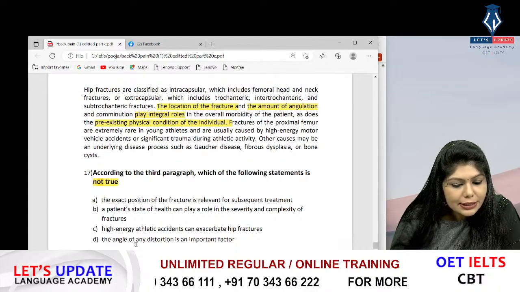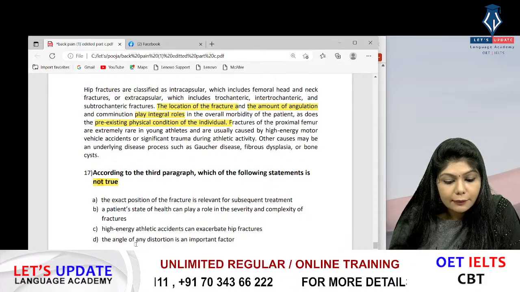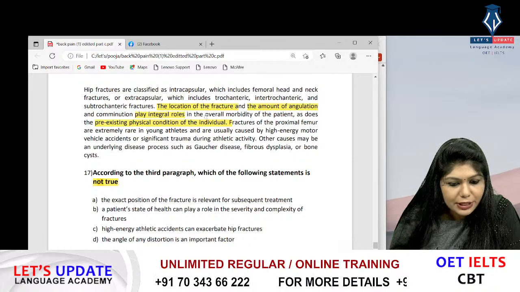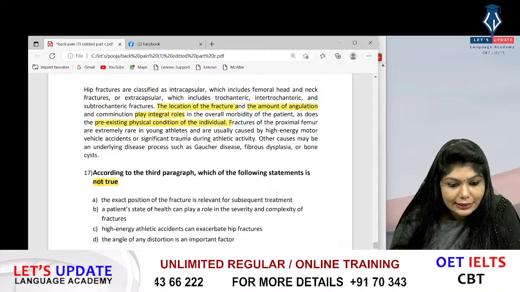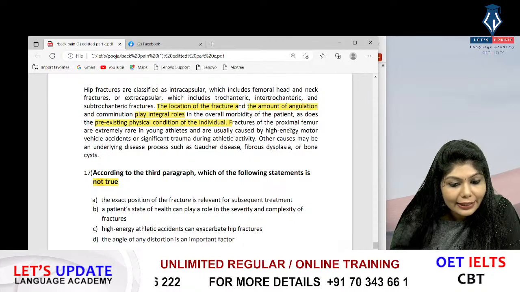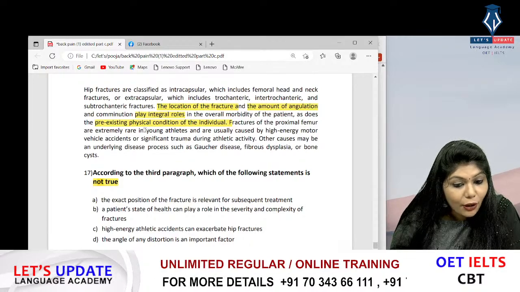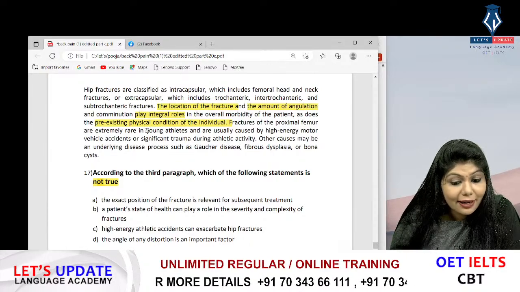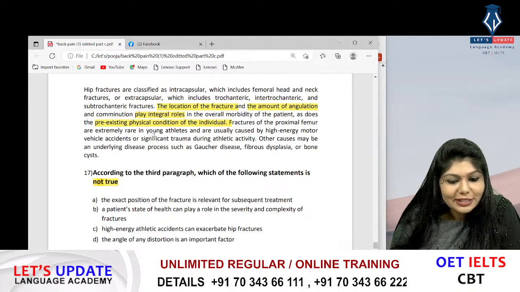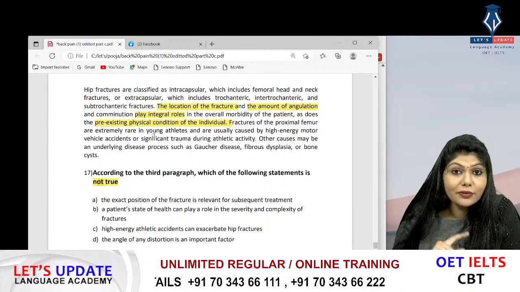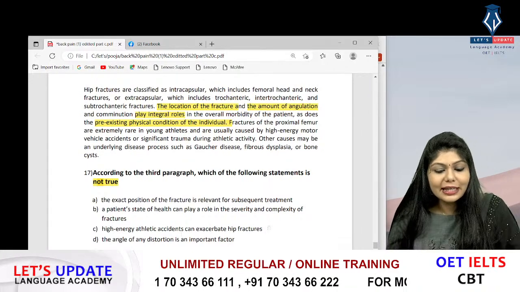That is, high energy athletic accidents can exacerbate hip fracture. What is mentioned here is that fractures of the proximal femur are extremely rare in young athletes and are usually caused by high energy motor vehicle accidents. Not athletic, because in young athletes they are saying that it is extremely rare. So what they are mentioning is high energy motor vehicle accidents, not athletic. And that is why C is the answer.